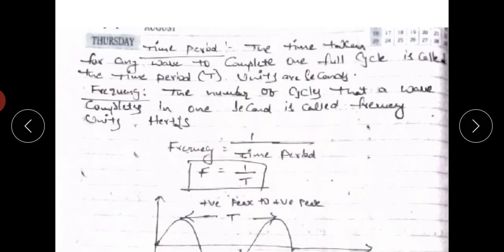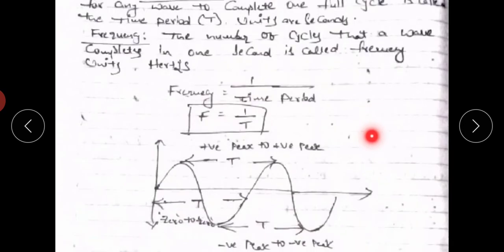Next definition, time period. The time taken for any wave to complete one full cycle is called the time period. It is represented by capital T. Units are seconds. Here this is one sinusoidal signal. Time period means one cycle time. One cycle time is called the time period.